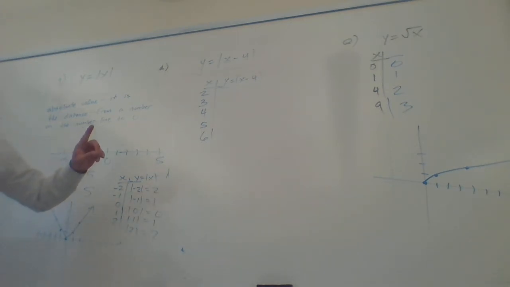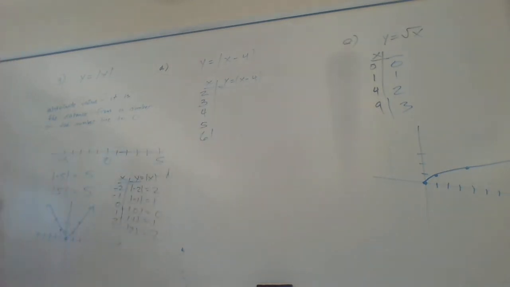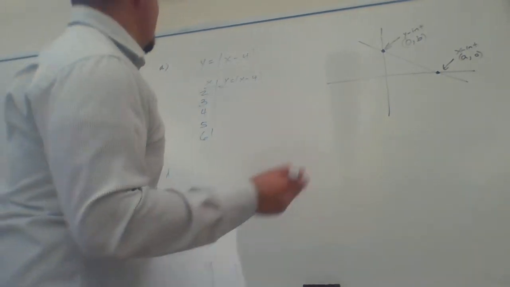Because I think if you tried plugging in -2, -1, you may not even see the V part. You'll just see like a line. Okay, but if you plug in these points, you'll see what I'm talking about. You're going to be able to see the V on that. If not, you can keep going, but I'll just kind of put it up here.